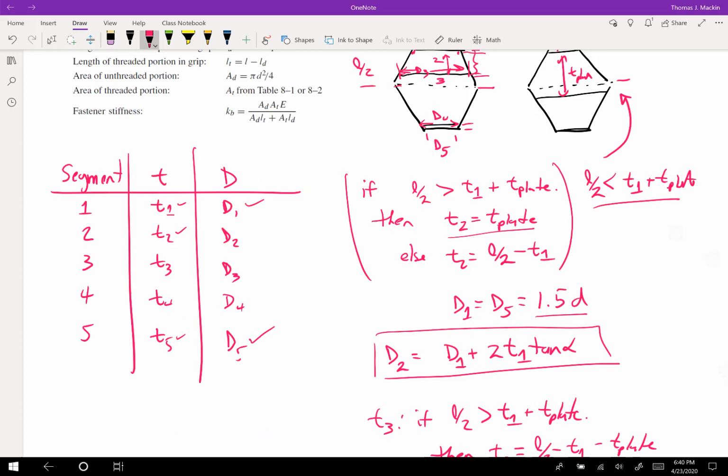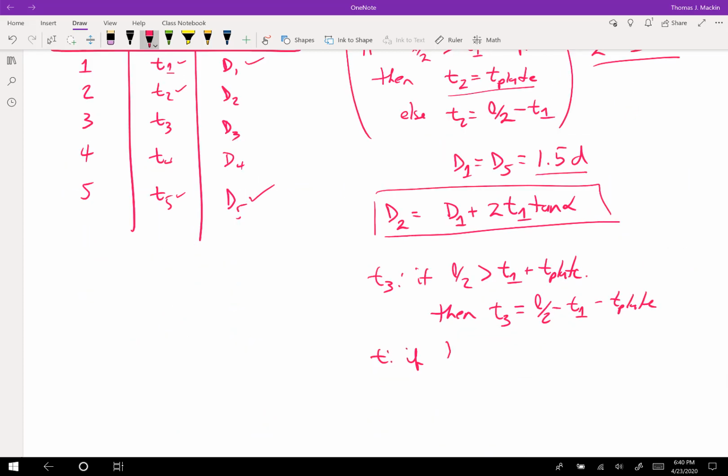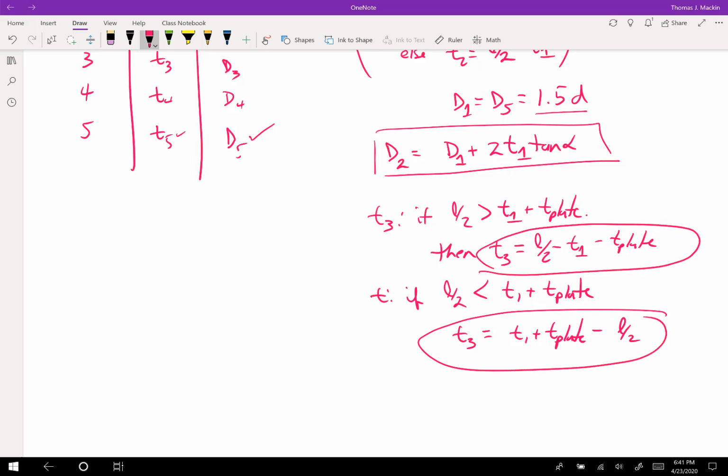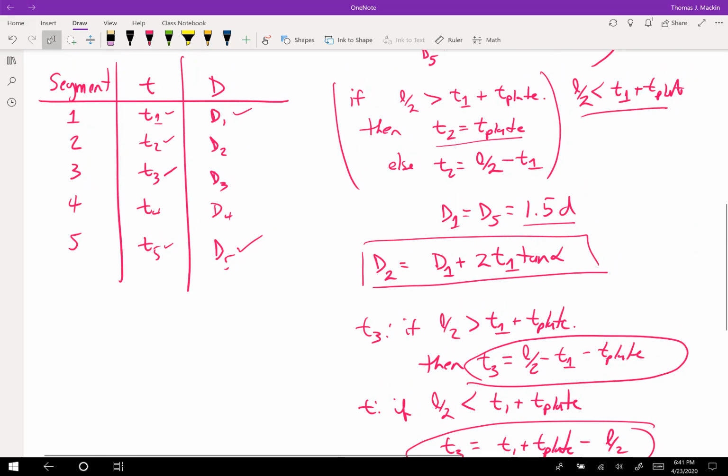What about this one right here? If L/2 is less than T1 plus T plate, T3 is going to be equal to T1 plus T plate minus L/2. So there are your conditions. Those are your logical conditions. So we now have T3.